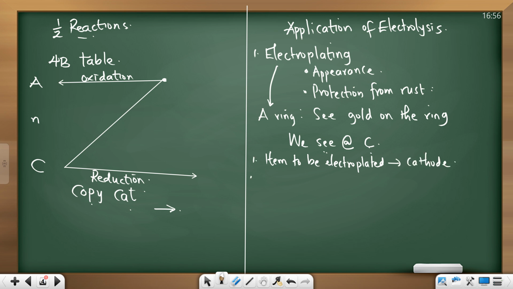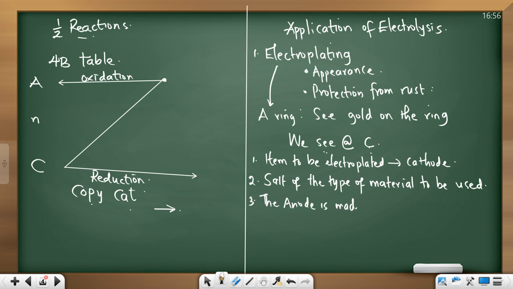That's one. Number two, we use a salt of the type of material to be used. For example, if I want to cover with zinc, what do I use? A zinc salt. If I want to cover with copper, what do I use? A copper salt. If I want to cover with gold, what do I use? A gold salt. All right. Number three, the anode is also made of the material to be used.